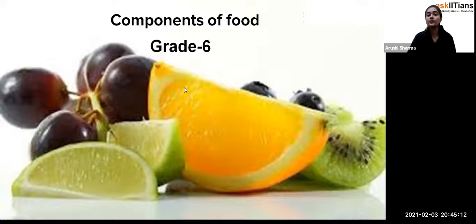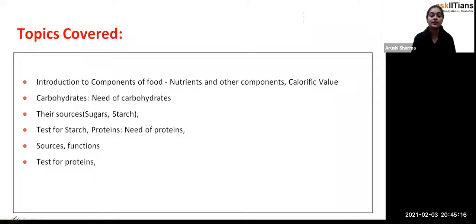Now, the topics we are going to cover in today's class are these: first of all, we have an introduction to the components of food, that is, what the nutrients are and the calorific value. Then we'll start discussing the particular components. First of all we are going to discuss carbohydrates, then we are going to talk about proteins, and then we'll see some tests for them also. Okay, so now let's start with the chapter.